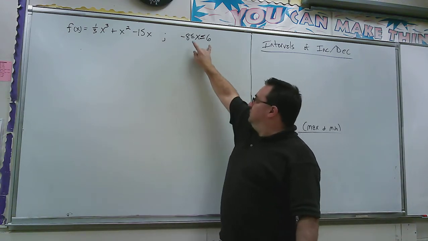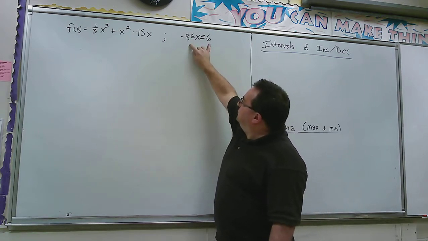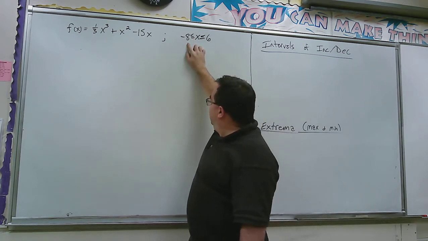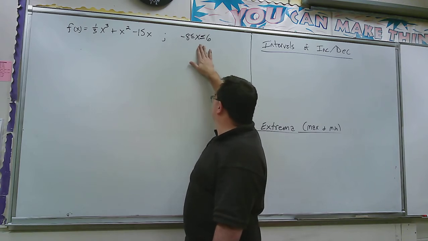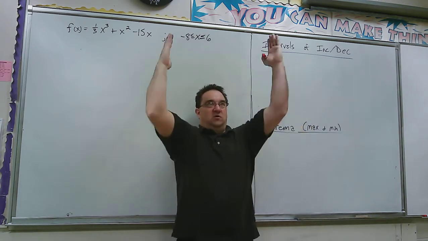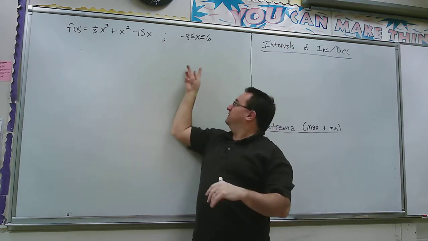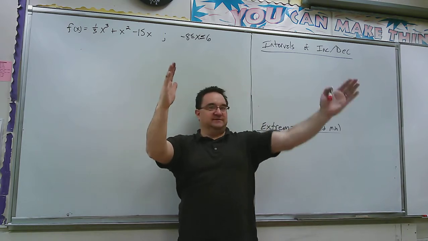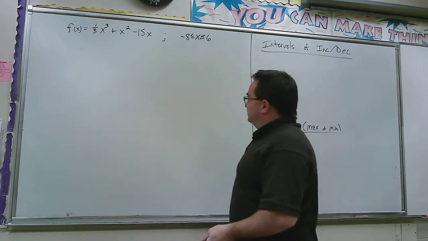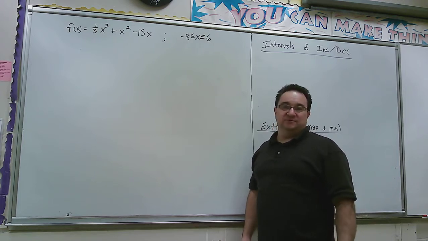In this case, you are restricted, domain restriction, to you can only plug into this equation -8 at the smallest, any number you want in between up to 6. So that means on the graph, it will only exist between those two numbers because that's where you're allowed to start and stop. And because of that, those endpoints, we call them, those can be maximums or minimums.